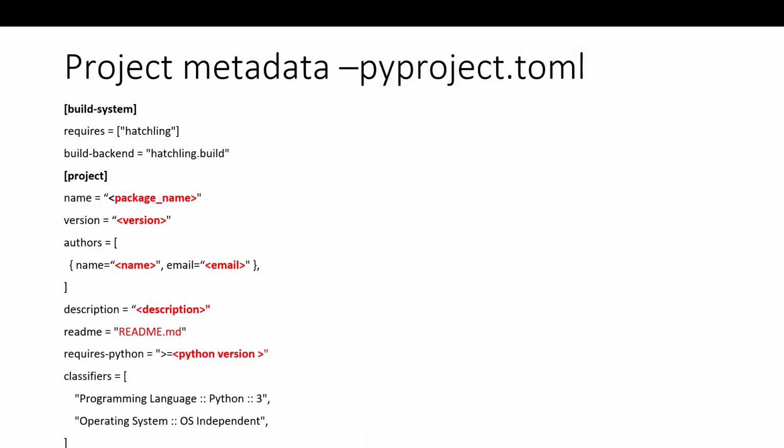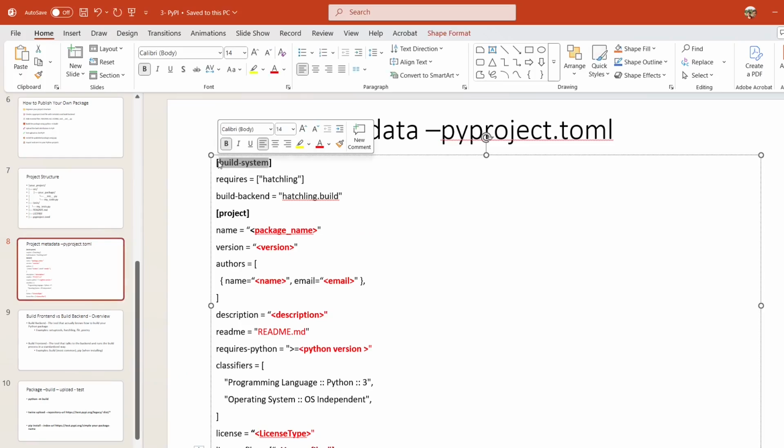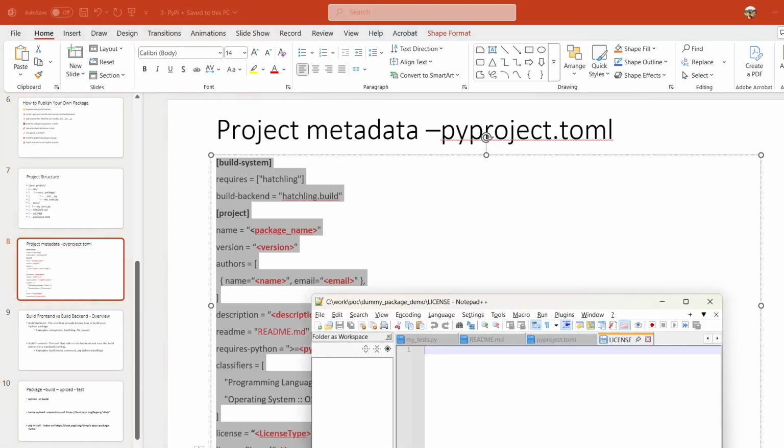Then come two important pieces of information: the license type and the license file. You have noticed that I've created an empty license file, just like I have an empty pyproject.toml here. Let's copy this information, everything available, into our pyproject.toml. We will start filling in the actual values in some time. Here it is.